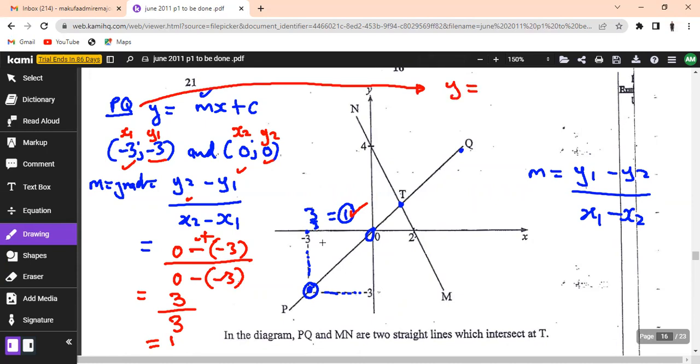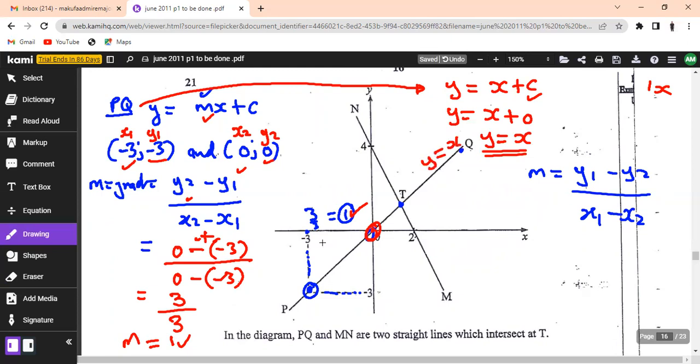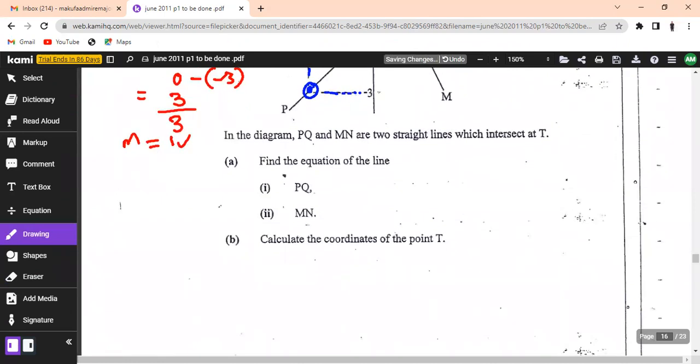So we know that y is equal to mx plus c, where m is the gradient, and we said our m in this case is 1. So it's going to be 1x, and we know that 1x is the same as x, so y is equal to x plus c. The c is the y-intercept. As you can see, our line is crossing the y-axis at the point where y is equal to 0, so it was supposed to be x plus zero. X plus zero is just x. So the equation of line PQ is y is equal to x. That's your PQ, y is equal to x.